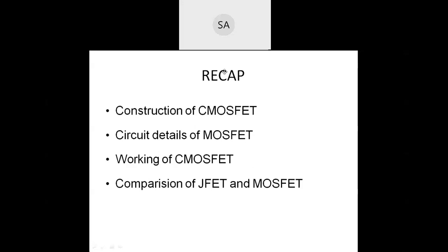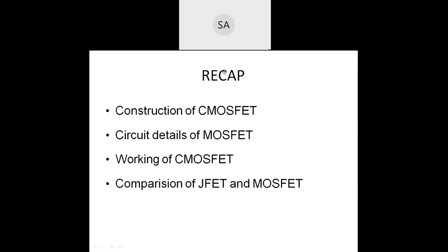After that, the P+ diffusions and N+ diffusions are created, and after that the contacts are created. In the circuit details of CMOS, it consists of one NMOS and one PMOS, so both are complementary. The CMOS can act as an inverter. Why? Because it has complementary transistors, that is, PMOS is complementary to NMOS.